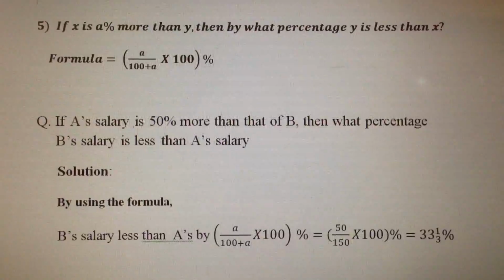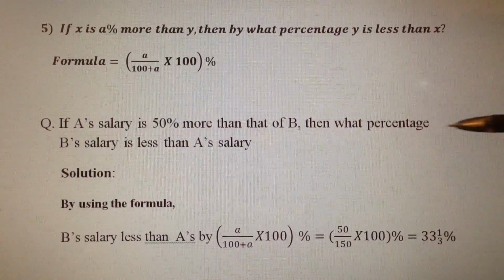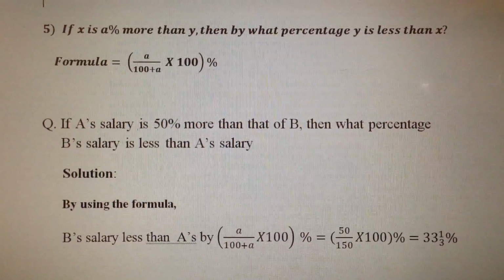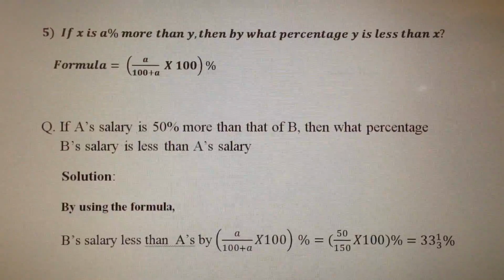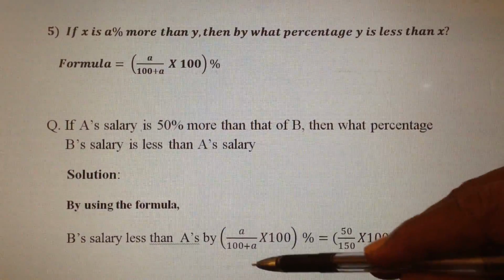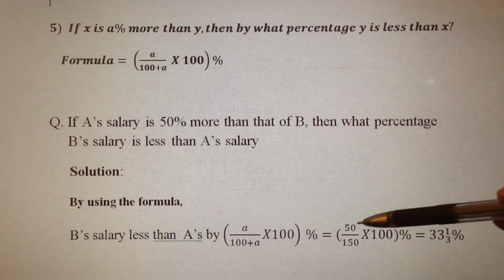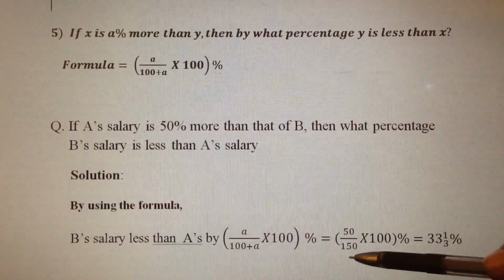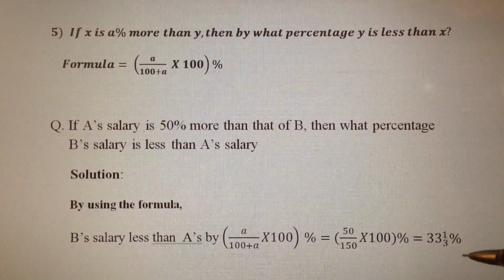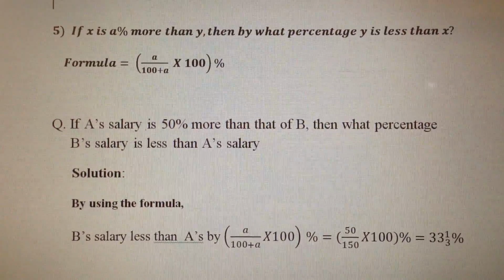Okay, let us see a small example here. If A's salary is 50% more than that of B, then what percentage is B's salary less than A's salary? By using the formula, B's salary is less by a by (100 plus a) into 100. Here a is 50, therefore 50 by (100 plus 50) is 150, 50 by 150 into 100, which is 33 1 by 3 percentage.